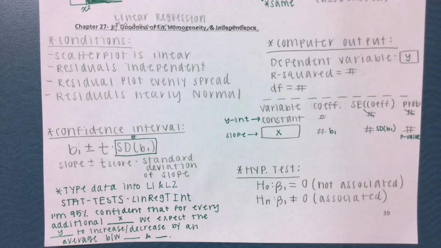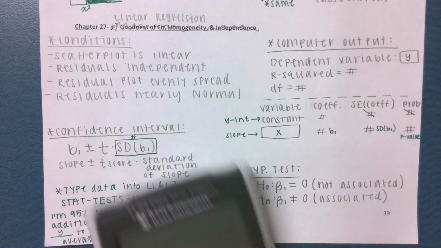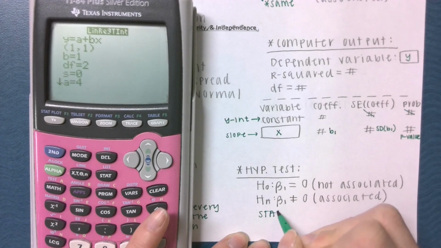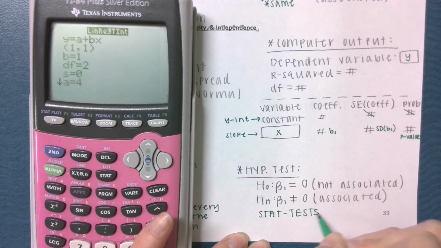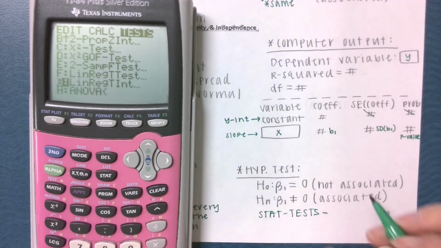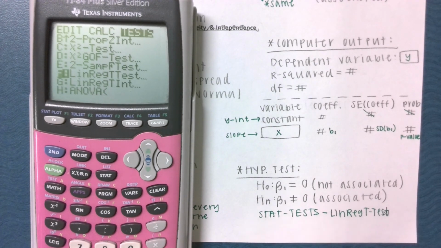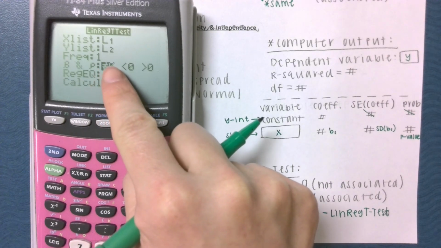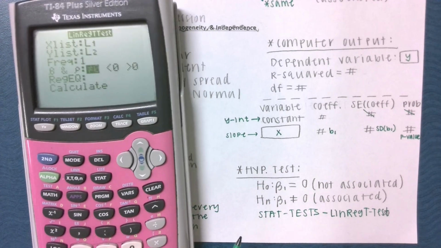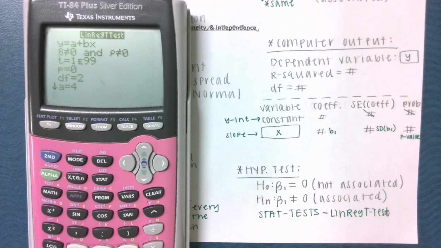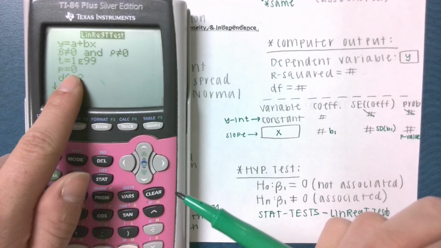If they give you the data and you have to type the data into your calculator, again, you would have to put the data in L1, L2, but then we would go to stat tests. And I'm looking for a linear regression, so a LinRegTTest. Once I have L1 and L2, I can pick my hypothesis. This hypothesis should always be not equal to. That's what it is every single time for this class. I go to calculate, and it's going to give you your t-score and your p-value.